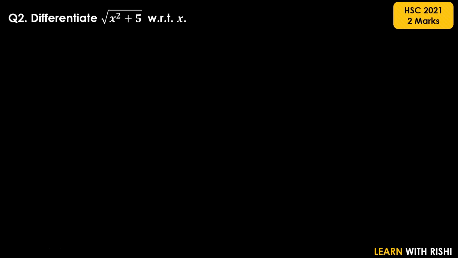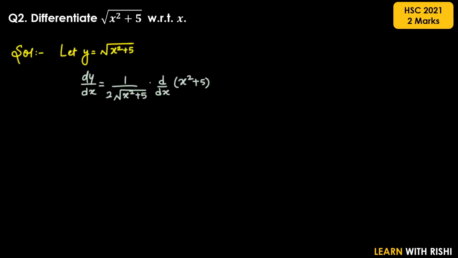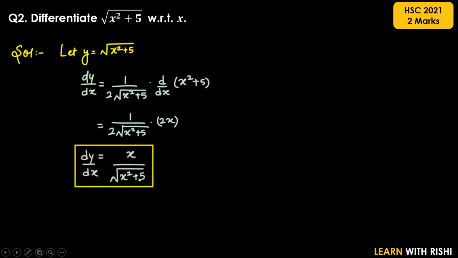Differentiate under root x square plus 5 with respect to x. Again, this is an example of a composite function. So let y is equal to under root x square plus 5, differentiating with respect to x. Here we'll use the formula of derivative of under root of x. Root x derivative is 1 upon 2 root x. So this will be 1 upon 2 under root x square plus 5 into derivative of the function, that is x square plus 5. So derivative of x square plus 5 will be 2x. So final answer will be 2x upon 2 under root x square plus 5. 2 will get cancelled, so x upon under root x square plus 5.